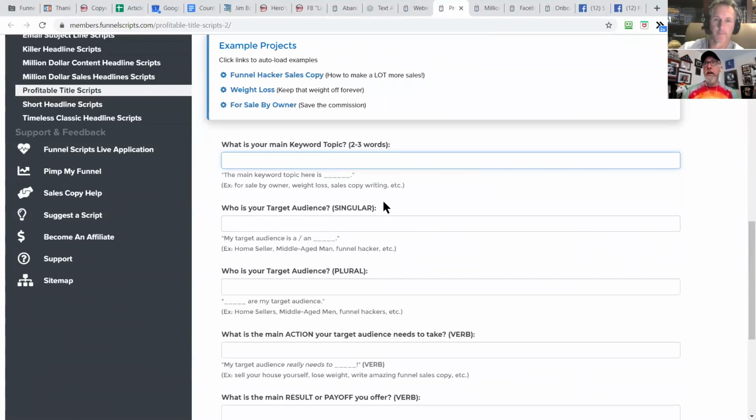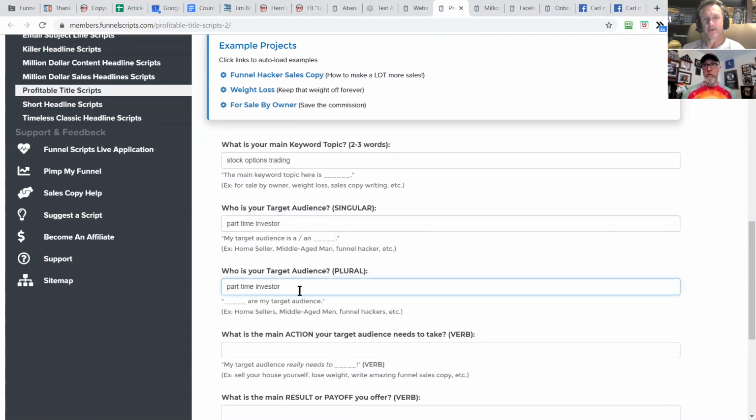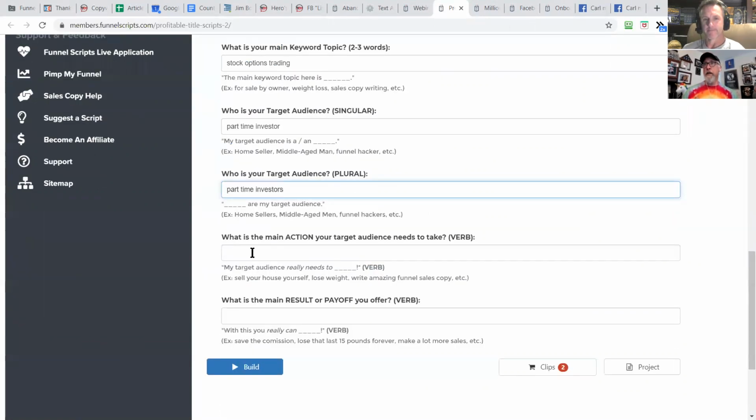So let's fill this out. Our main keyword topic here is stock options trading. Our target audience is, let's say, beginner investor. And let's say part-time investor. That sounds better than beginner, don't you think? Yeah, I think we're all kind of part-time investors. Sure. So I was looking for a hot stock tip. So our target audience plural is part-time investors.